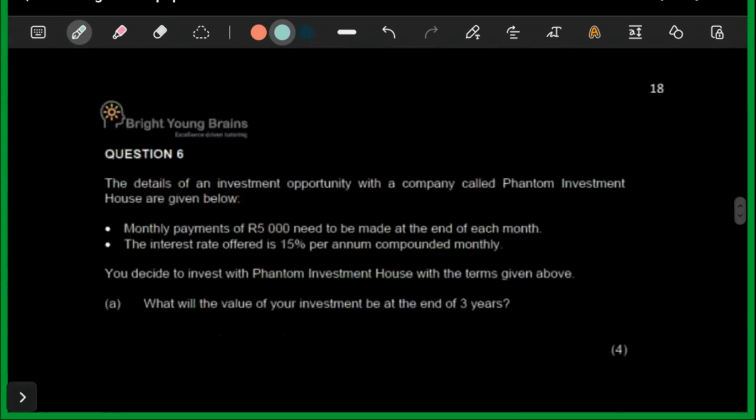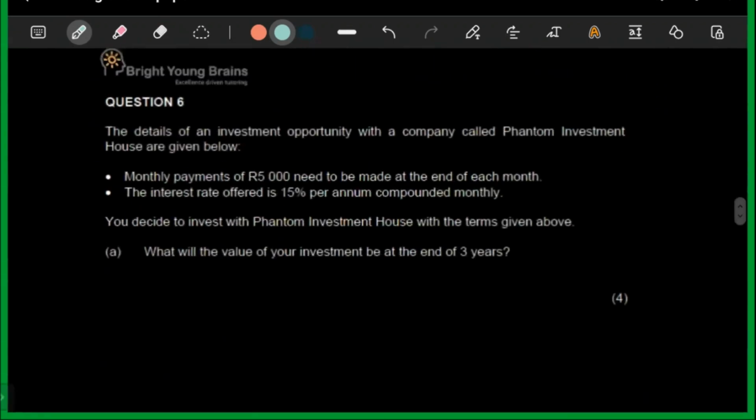Question number 6. Oh, financial maths. Okay, so with this financial maths question, let's see what we have to do. It says here the details of an investment opportunity with a company called Phantom Investment House are given below. Monthly payments of 5,000 need to be made at the end of each month. The interest rate offered is 15% per annum compounded monthly. Then it says that you decide to invest with Phantom Investment House with the terms given above. What would the value of the investment be after 3 years?